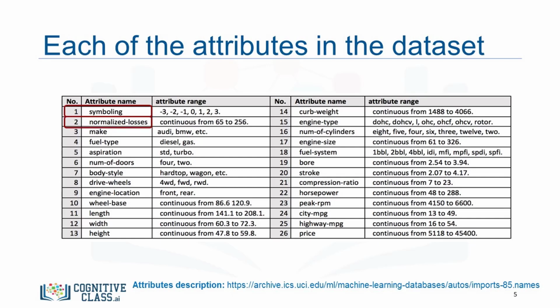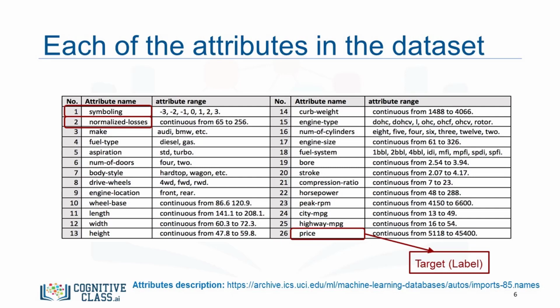The second attribute, normalized losses, is the relative average loss payment per insured vehicle year. This value is normalized for all autos within a particular size classification: two-door small, station wagons, sports specialty, etc., and represents the average loss per car per year. The values range from 65 to 256. The other attributes are easy to understand. If you would like to check out more details, refer to the link at the bottom of the slide.